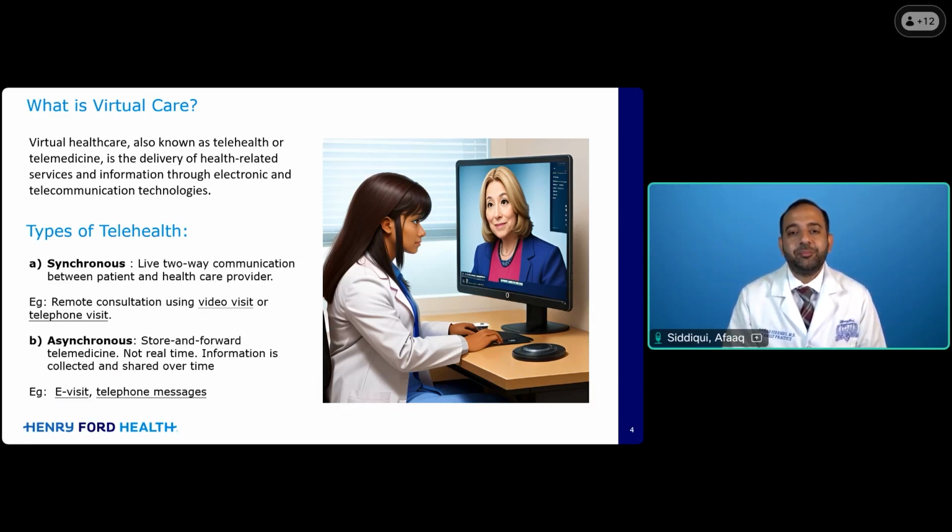The types of telehealth are essentially two types. One is synchronous, which is a live two-way communication platform between the patient and healthcare provider. For example, this includes remote consultation using video visit. We have our own Epic platform, but Zoom, Skype, Microsoft Teams all come in that category of synchronous video visit communication.